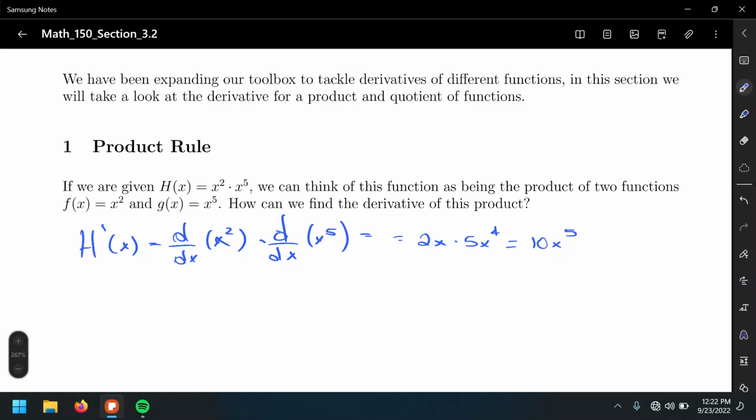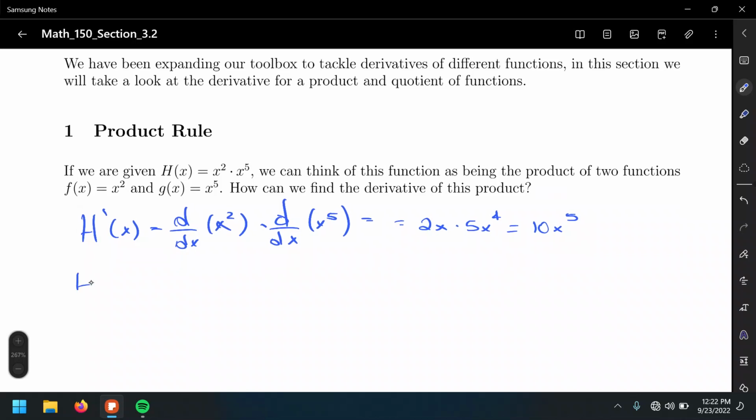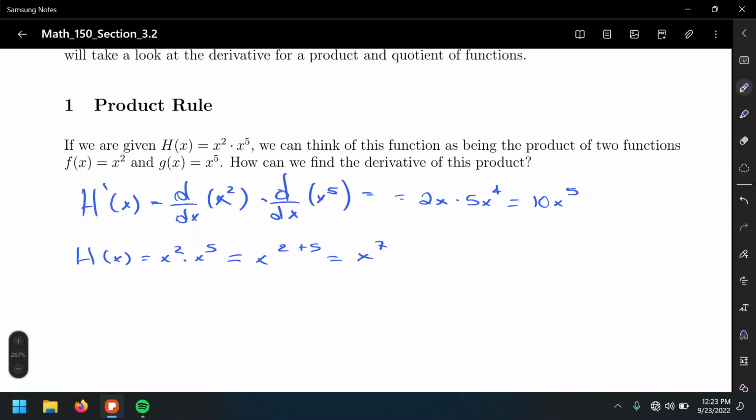However, that's one way to think about it. However, if we go back to h of x, x squared times x to the fifth, if we use some algebra first, that's x to the second power times x to the fifth power. Using laws of exponents, that's x to the 7th. So if we take the derivative of this function, h prime, that's going to be 7x to the 6th. But wait a minute.